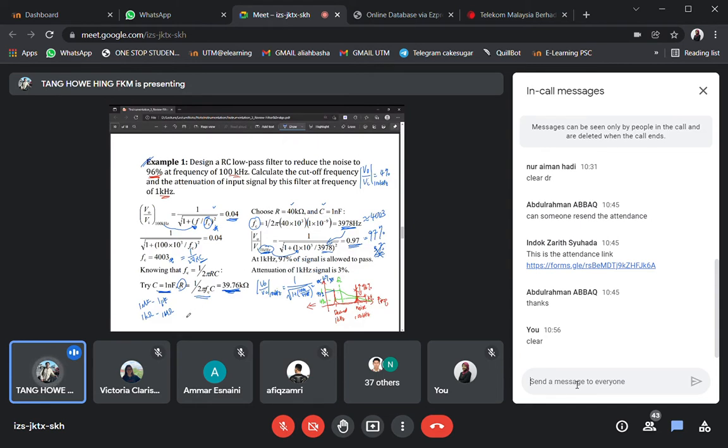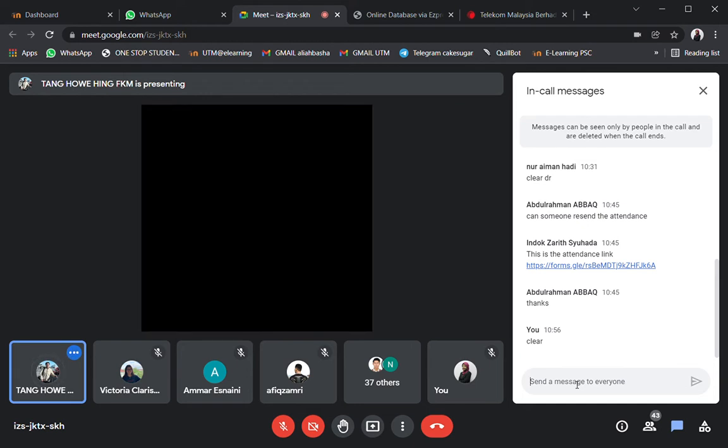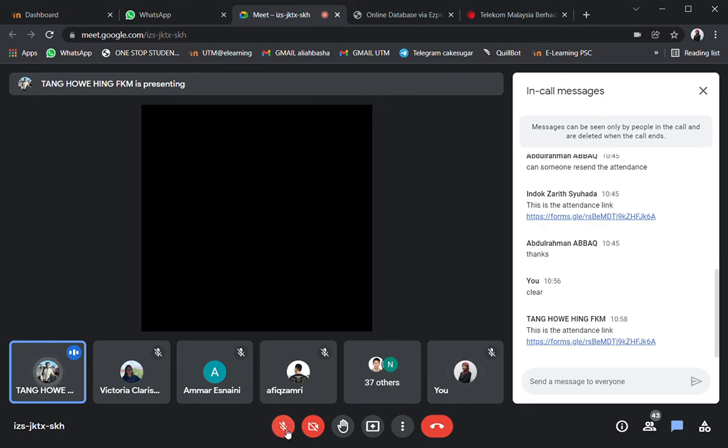If you don't have any questions, then we take a 5-minute break, and then later on I will show you in Tinkercad how to implement these low pass filters according to this design. All right, everyone. So 5-minute break, and for those who have not signed the attendance, please sign the attendance.